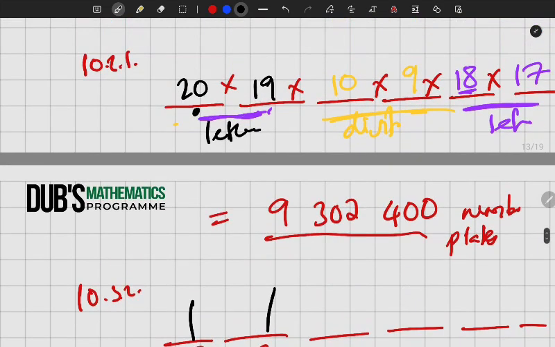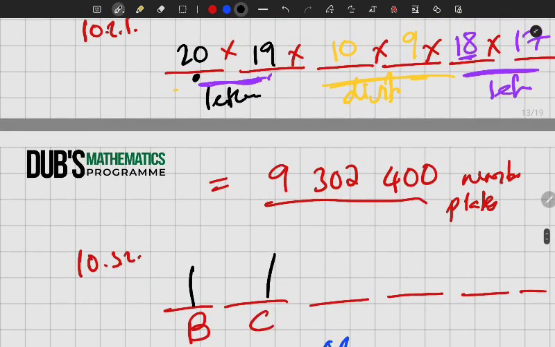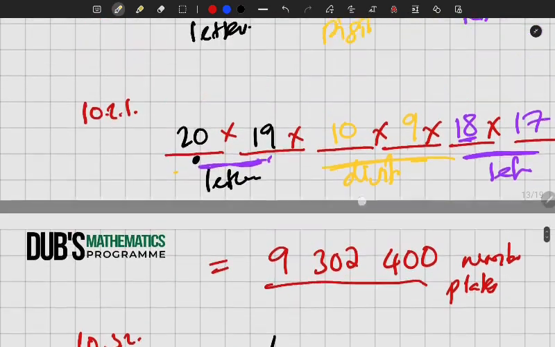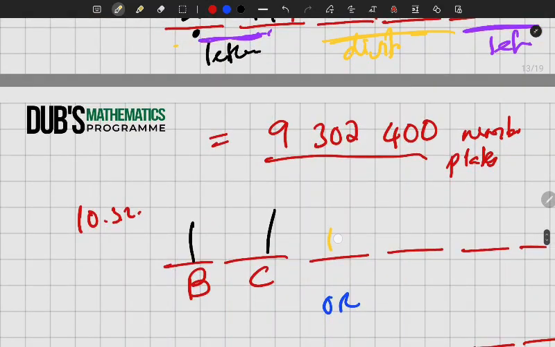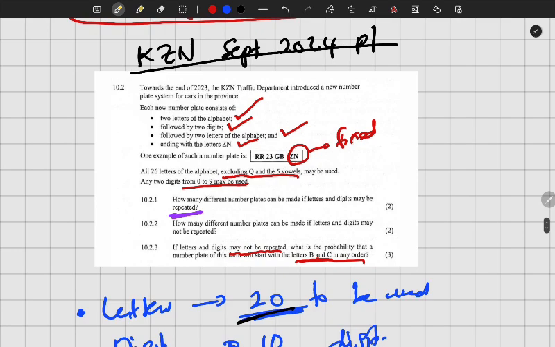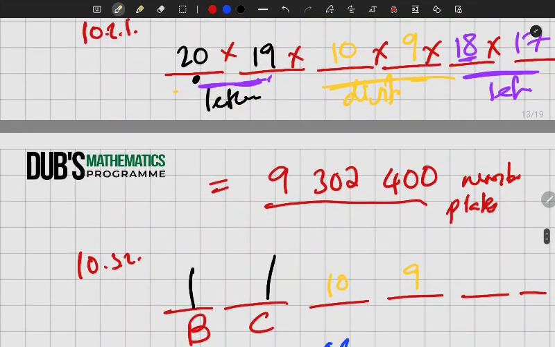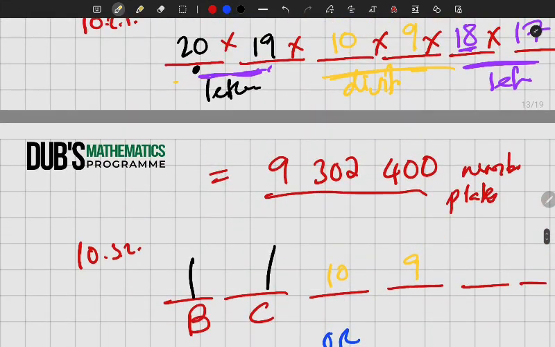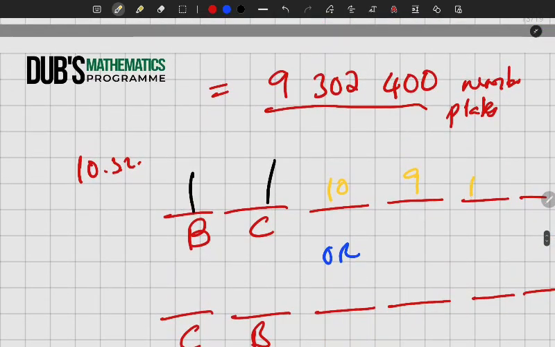So meaning that if we're coming back here with one option and one option here, because B, it's C. So letters may not be repeated, or digits may be repeated. So they said nothing about digits. So they're still the same as what we found above. 10 times 9, because they're saying these may not be repeated. So we're just copying from the above question. And then lastly, we have now used two letters. So we have 18 and 17 again. What you're going to see is also have 1 here.